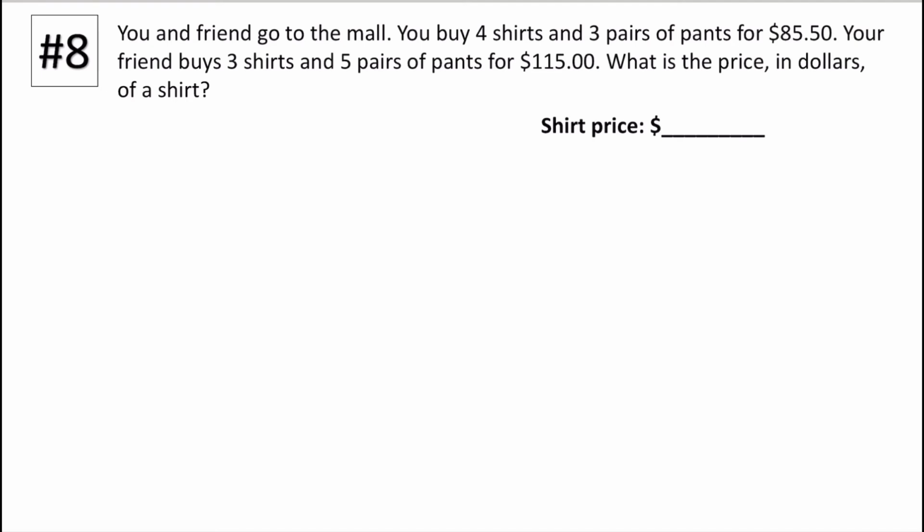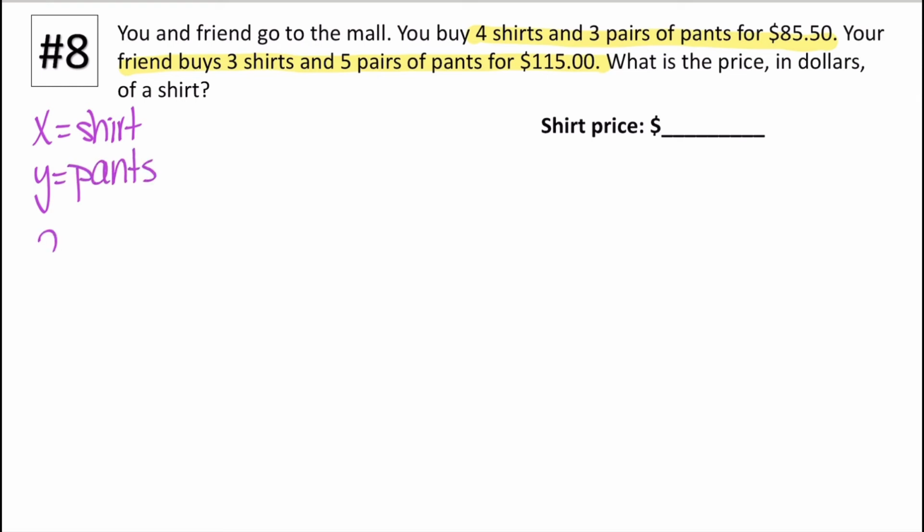So in this problem, it says you and a friend go to the mall. You buy 4 shirts and 3 pairs of pants for $85.50. Your friend buys 3 shirts and 5 pants for $115. What is the price of a shirt? So let's define our variables. So x is the price of a shirt, and y is the price of a pair of pants.